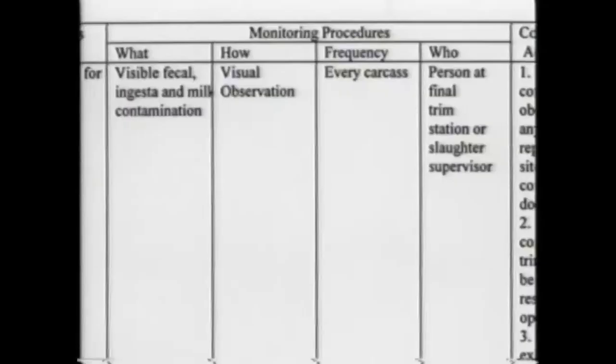Their critical limit for this CCP, seen in the second column of Form B, Figure 12, is zero tolerance for fecal, ingesta, and milk contamination. Monitoring procedures for CCP1 involve visually checking each carcass for fecal, ingesta, and milk contamination at the final trim step.